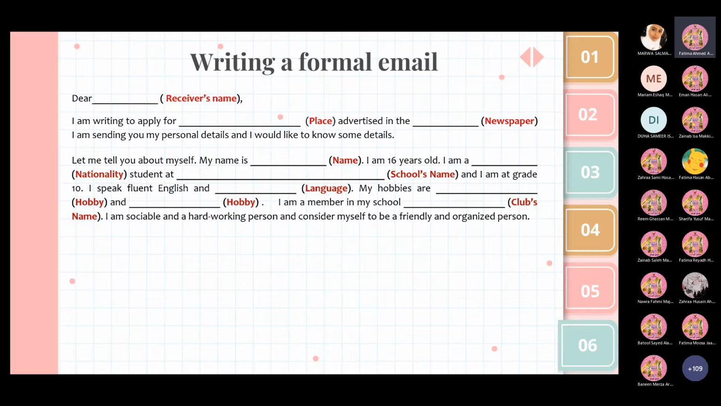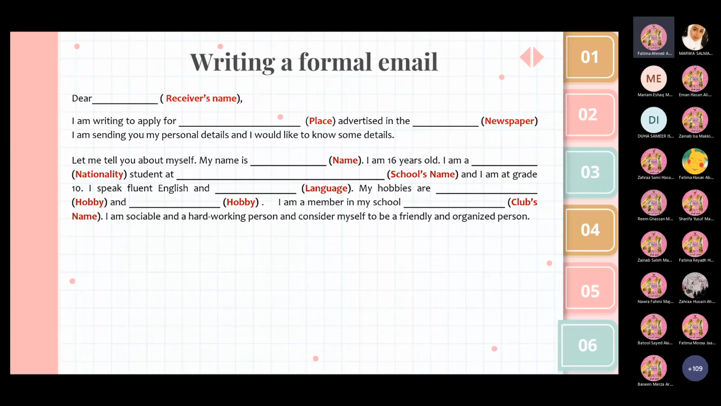Okay, inshallah. Then we've got, "and I am at grade 10. I speak fluent English, and", you'll write another language you speak in addition to English, like French, and whatever. "My hobbies are", what are your hobbies? You're going to mention two hobbies, hobby 1 and hobby 2.